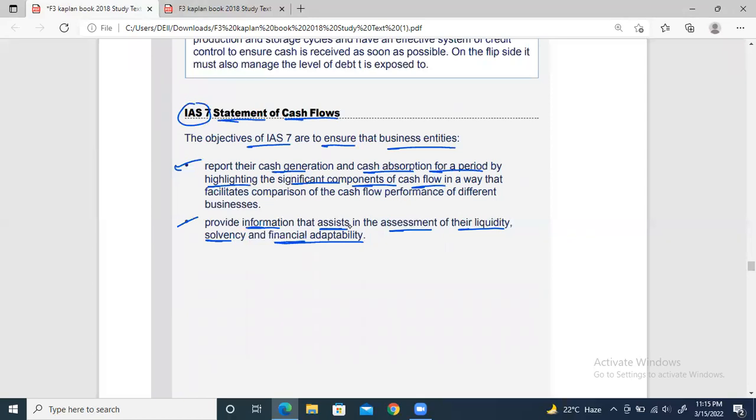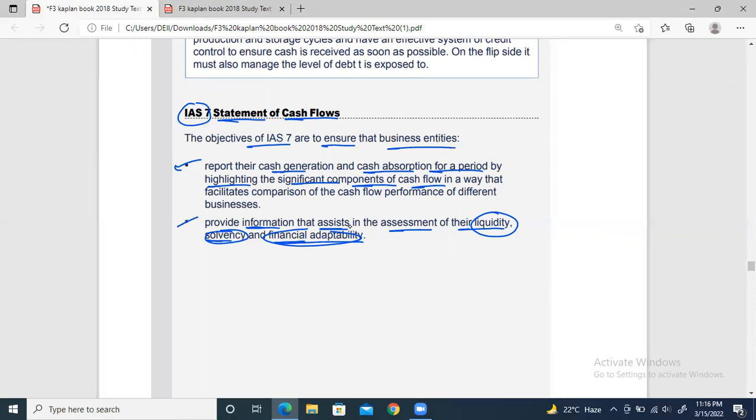So basically, cash focuses on these three things: liquidity, solvency, and financial adaptability. If we have a certain amount of cash to cover future expenses and interest payments, then we will be called a liquid company. Liquidity, as I explained in the last class, is how quickly companies can convert their assets into cash and pay off their liabilities from the quickly converting assets.